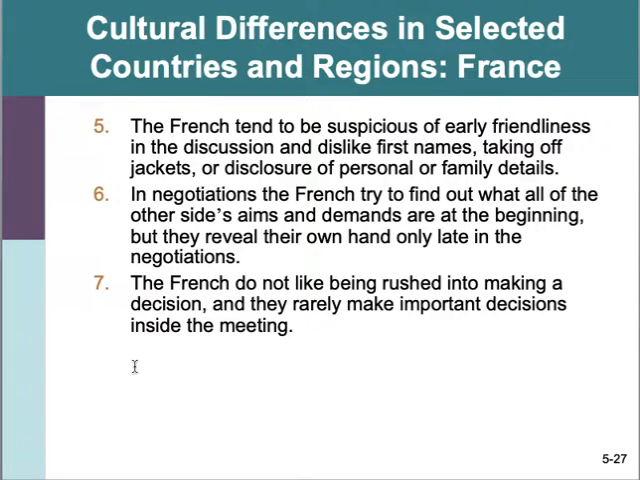The French are very suspicious of people that are friendly from the beginning, so they sort of see Americans as being overly friendly, and that makes them question what our motives are. And then finally, one more thing: the French don't like to be rushed into decision making. They like to take their time, and they like to take a lot of meetings before they make their decision.